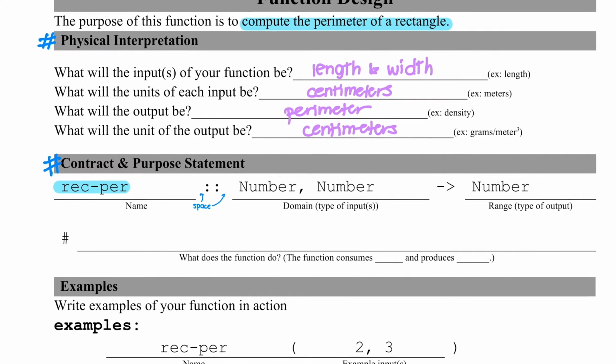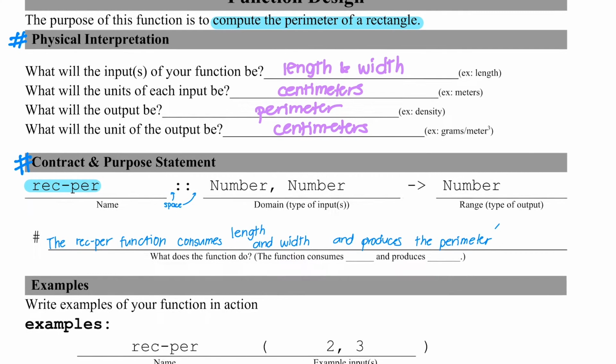Now, what does this function do? The rec-per function consumes length and width and produces the perimeter of a rectangle. Sorry about that.